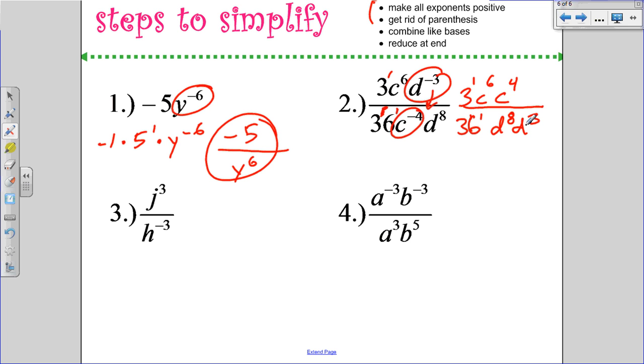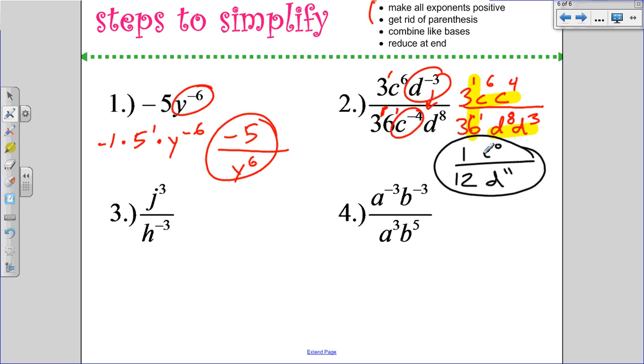So now I'm going to go ahead and associate. I'm going to see, okay, numbers with numbers, 3 and 36. Okay, so those go together. So what's 3 divided by 36? Reduce that to 1 over 12. Just numbers. Don't worry about the exponents. Now let's look at the C's. We have two C's together on the top, so that means we add the exponents. That's C to the 10th power. Then the last thing we look at is the d's. They have a common base. They're both on the bottom, so we add the exponents on the bottom, and we have d to the 11th power. And there is our answer to that problem.